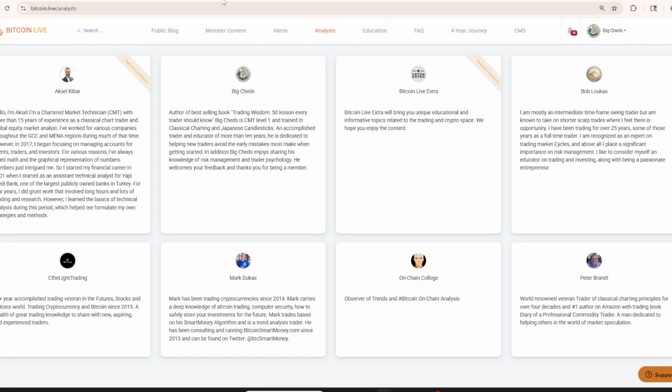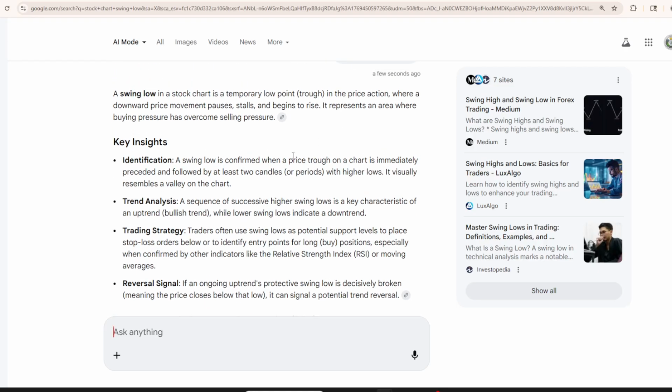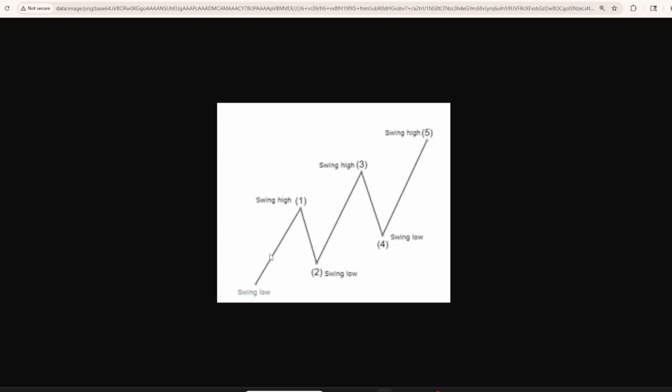For today's video, we're going to talk about the idea of a swing low. What is a swing low? Well, you hear people throw this term around. They may even just put the letters SL. Well, SL stands for a swing low. And here's an image you can see: swing high and swing low. And really the swing low is the major low before a price advance.